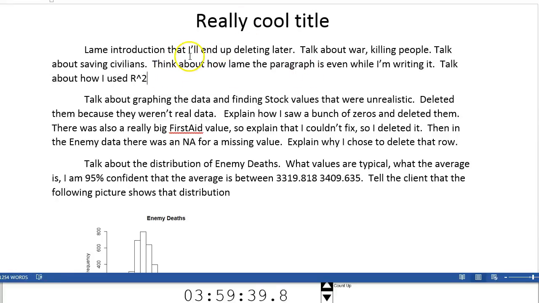Wow, look at that. Talk about how I used r squared. What was I thinking? This is what happens when you're making a video and you're talking at the same time you're typing. About how I used the program R is what that's supposed to say. Now, the data set called it firstaid, but a client would call it first aid. That's a style choice. I don't necessarily care for this class whether you call it first aid or firstaid, since that was how it was described in the dataset.